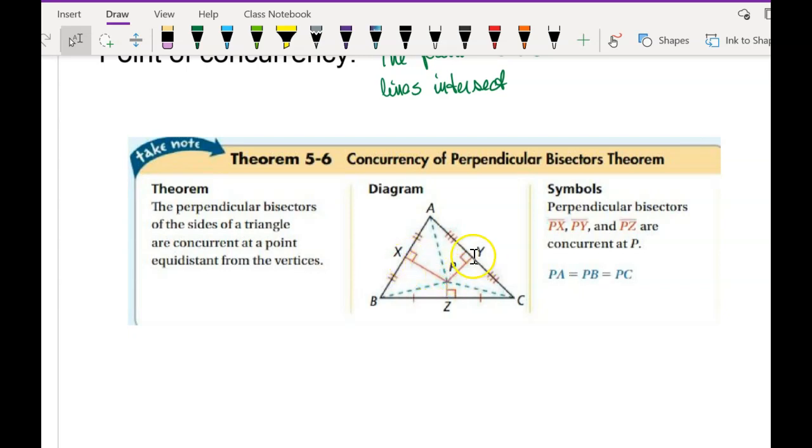So we're talking about the perpendicular bisectors of each side of the triangle. And BP, AP, and CP are all equal. That is, they're all equidistant. They're all concurrent.